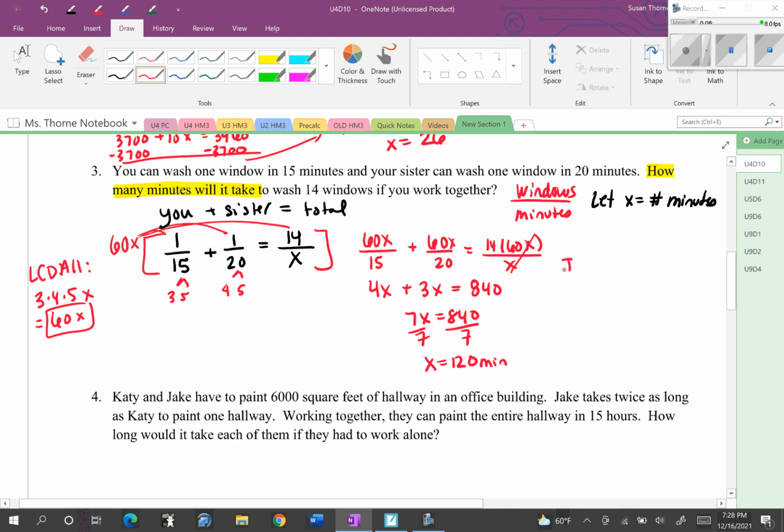So it will take you and your sister 120 minutes to wash 14 windows.